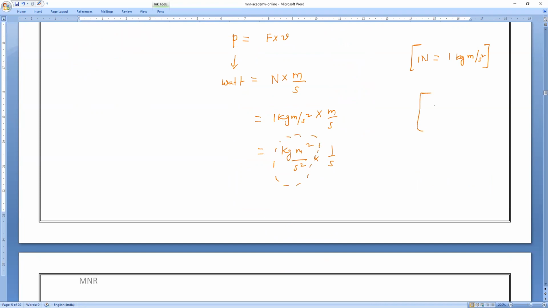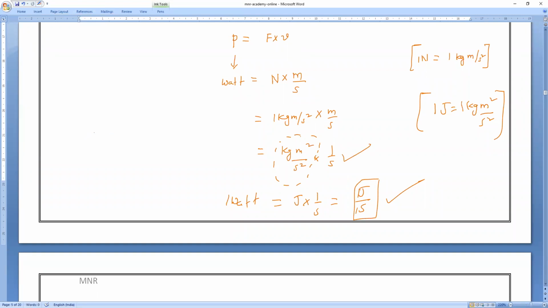Yesterday I have taught you, 1 joule is equal to kilogram meter square per second square. So this I will write as joule into 1 by second, which is equal to joule per second. Same answer came or not, everybody? 1 joule per 1 second. Right or wrong? Yes, sir.